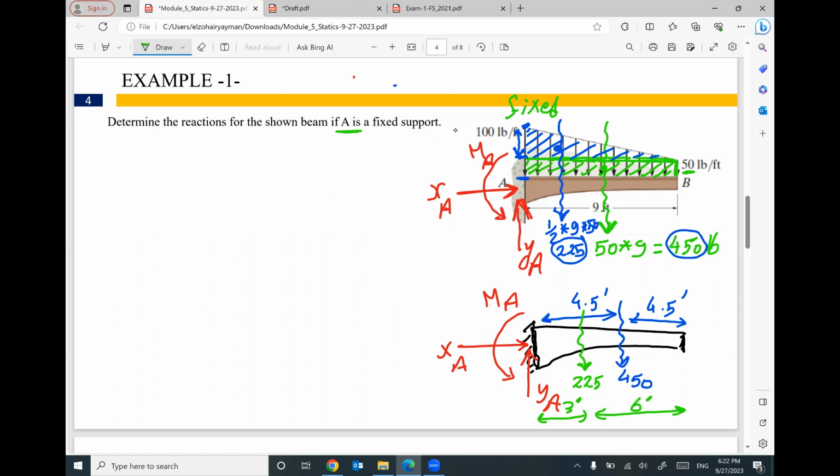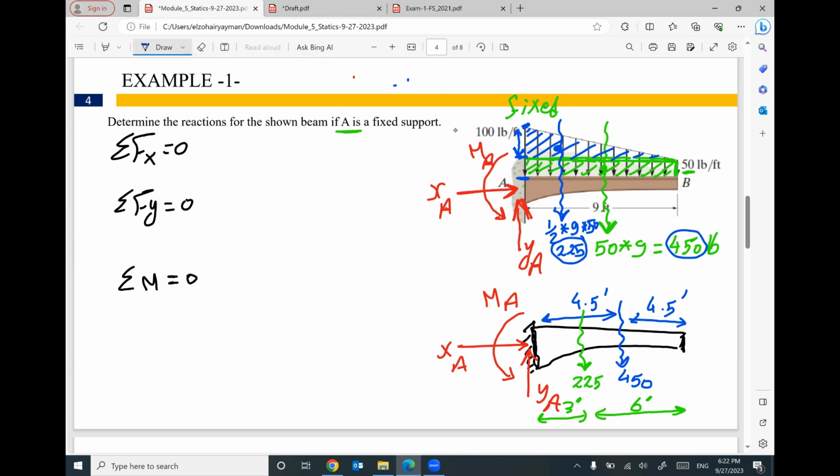Does that make sense? So I converted the given distributed load to equivalent concentrated forces. Then I can start to apply the 3 equilibrium equations. If you remember, summation of Fx equals 0, summation of Fy equals 0, summation of moment at any point equals 0.